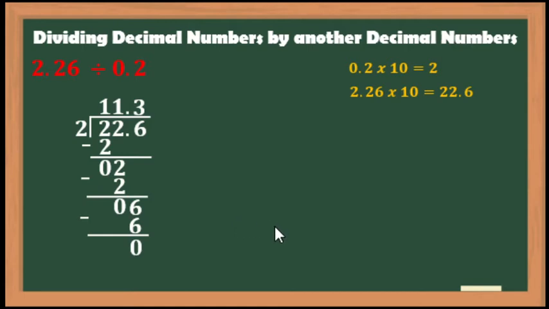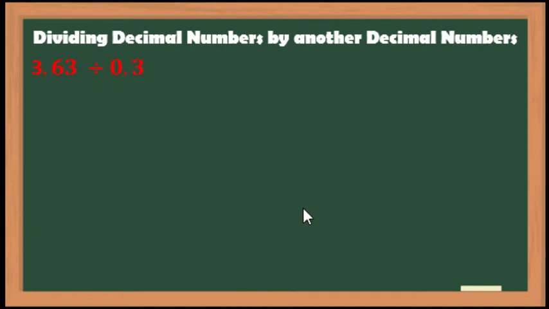But don't you know that there is another way of dividing decimal numbers by decimal numbers without multiplying the divisor and the dividend by a whole number power of 10? Let me show you how. Let us have this example. We have 3 and 63 hundredths divided by 3 tenths. First, let us write this in long division method form. As you see, our dividend 3 and 63 hundredths is inside and our divisor 3 tenths is outside.